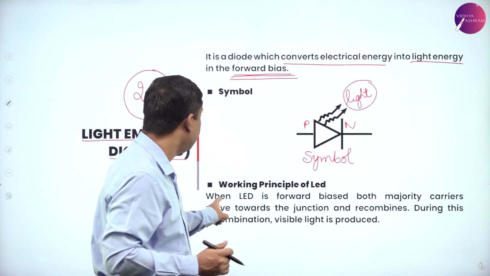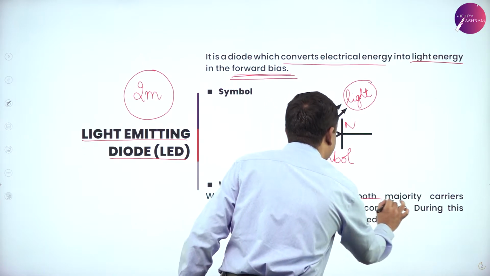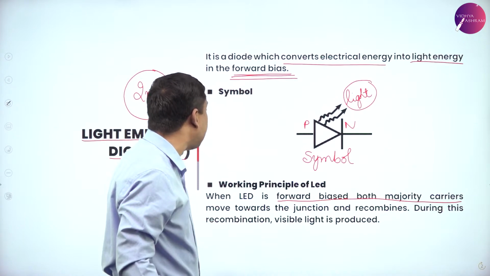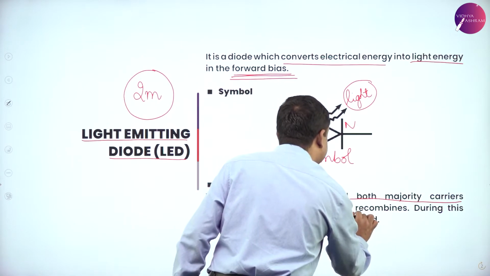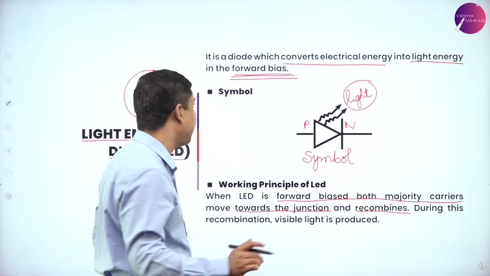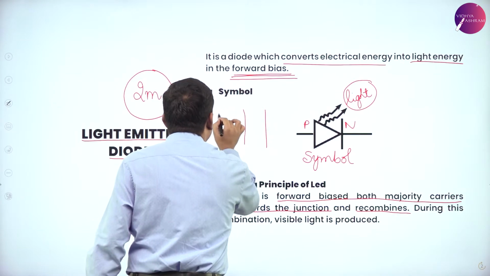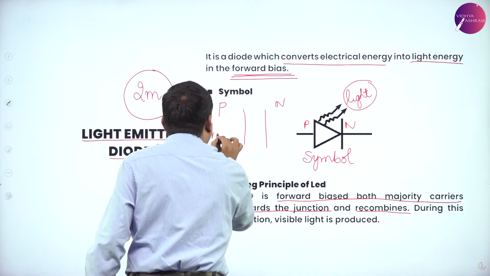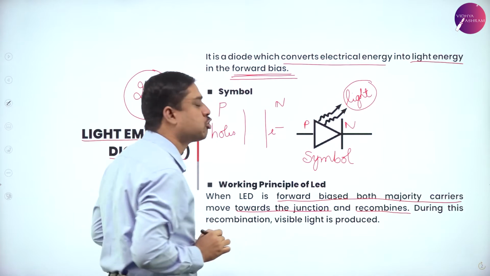Now, when LED is forward biased, both the majority charge carriers move towards the junction and they recombine. So this is the junction. So we have the P-type material, N-type material, holes, and here electrons.